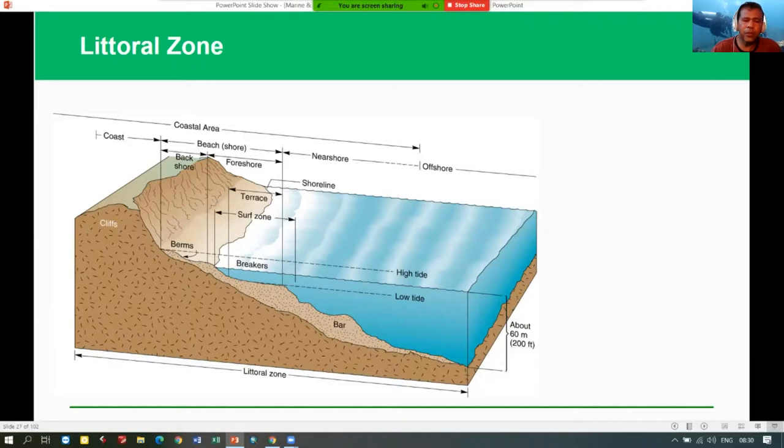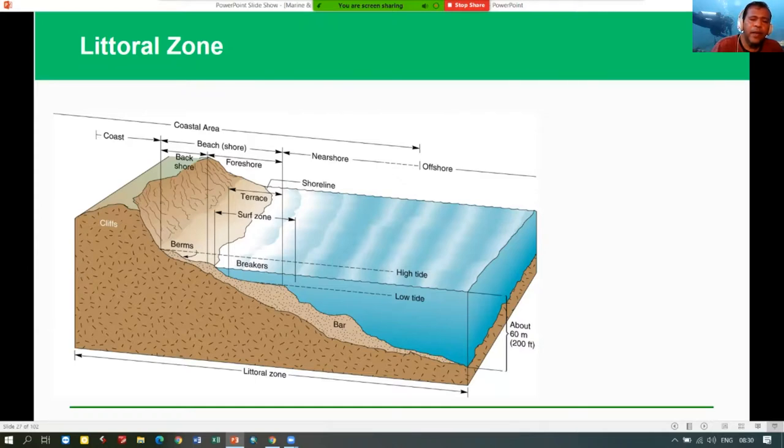Right, and this is the shoreline. Of course, the shoreline is not something permanent. It depends on the tides. It can go up or go down depending on the tides, right? And this area is called the surf zone, where you get some breeze from the sea, get some surf, right?